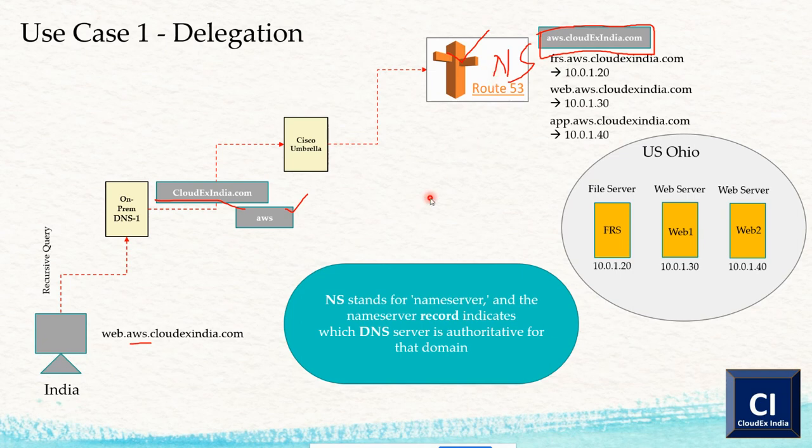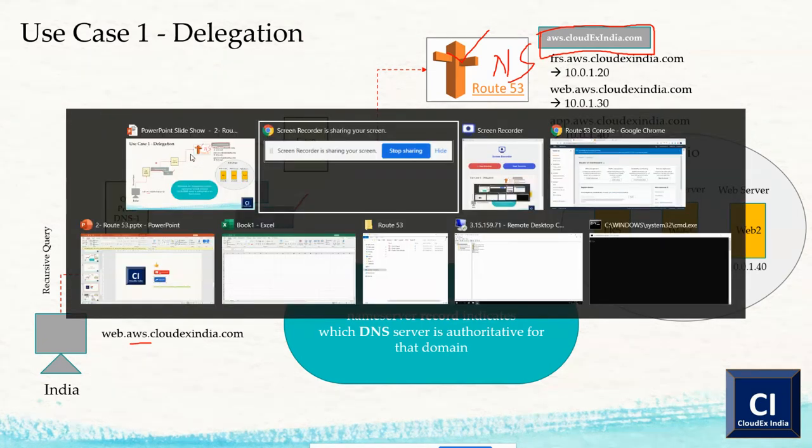Okay, so let's do one thing. Let's first create cloudxindia.com in on premises and see the name server record, and then we'll follow this structure, the subzone, and then we'll create the entry over Route 53 as well. Okay, the first step, let's create cloudxindia.com in on premises.